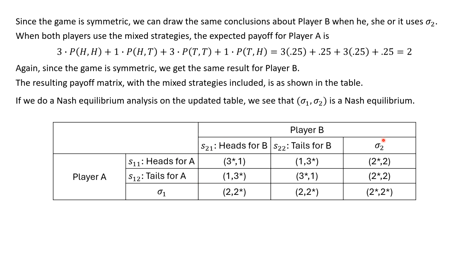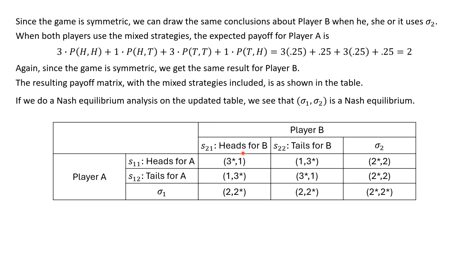But now we have these mixed strategies, and if we do the analysis, in other words, if we look for the best choice for A, given when B plays heads, we see that the best choice would be 3, so we put a star there. And then the best choice for A when B plays tails would be 3, so it would be this one. And then when B plays the mixed strategy, it's the same. So we put a star next to all of the 2s here.